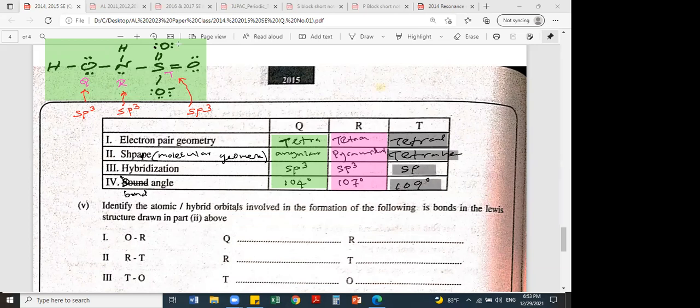Yes? How many correct? Yeah, it's SP3. Sorry, it's SP3, by mistake. It's a mistake. SP3, yeah, correct. The answer is correct.